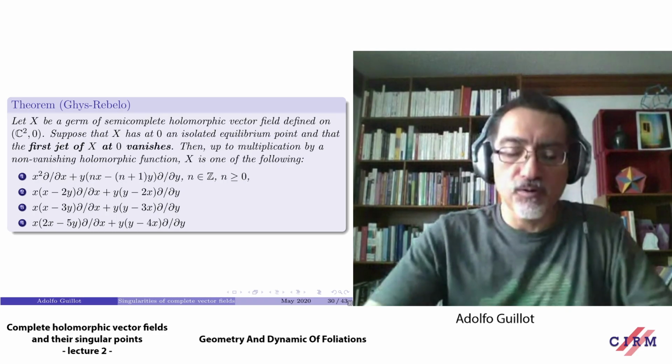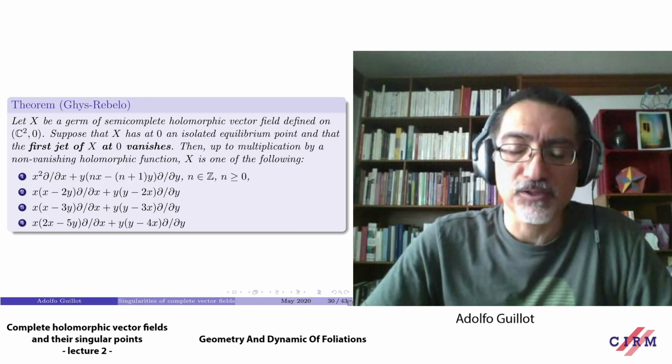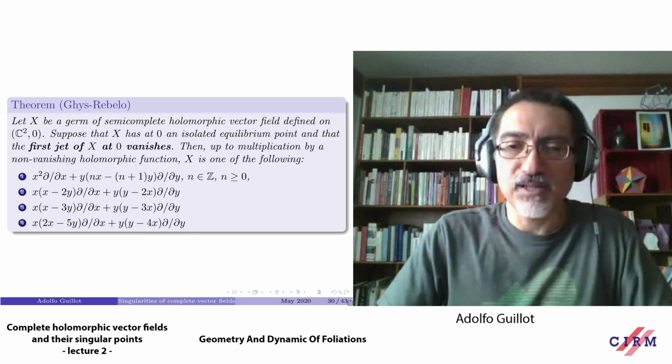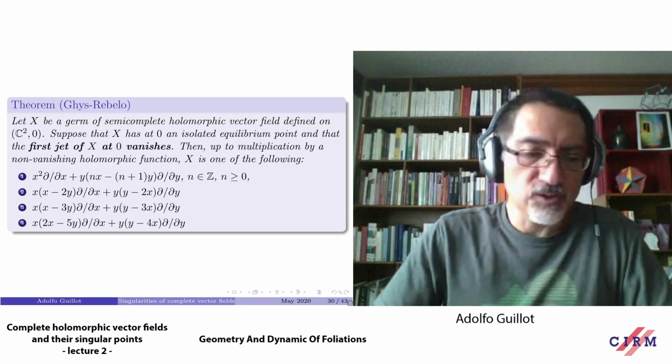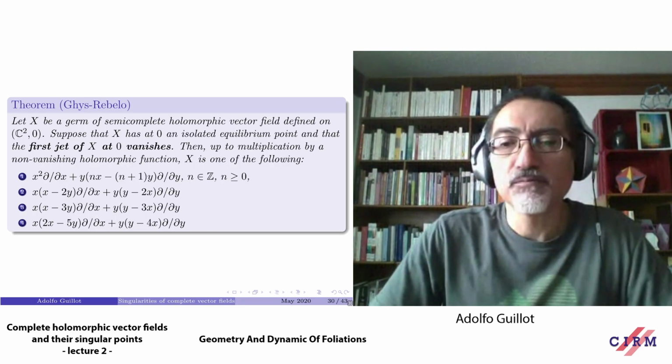Okay, but this goes right in the direction of what I was telling you, that semi-complete vector fields are not very degenerate, and those that are degenerate can be understood pretty much.